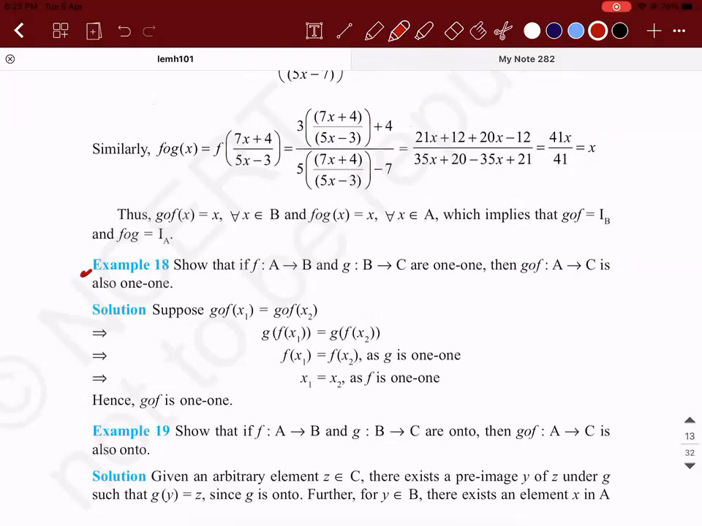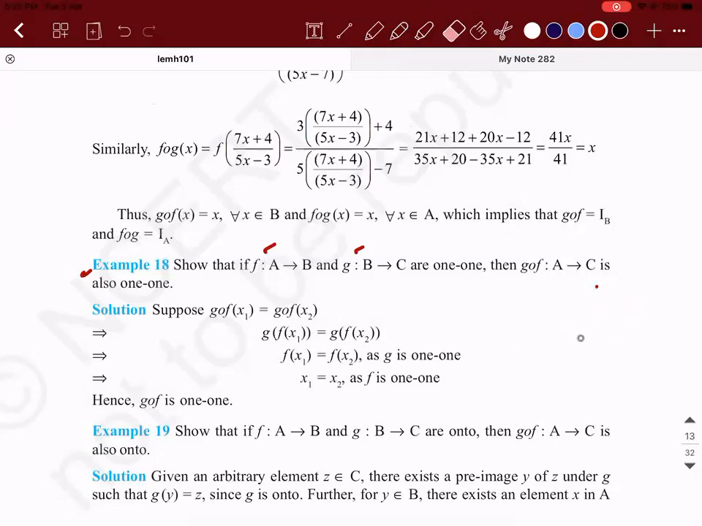Show that if f mapping from A to B and g mapping from B to C are 1 to 1, then g circle f mapping from A to C is also 1 to 1. So if f is 1 to 1 and g is 1 to 1, what will you say? If f of x1 is equal to f of x2, then x1 is equal to x2. You know this fact, right? Now what are we supposed to do? You are going to follow the same steps.